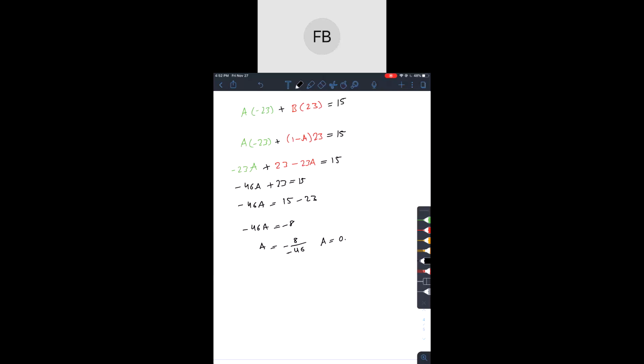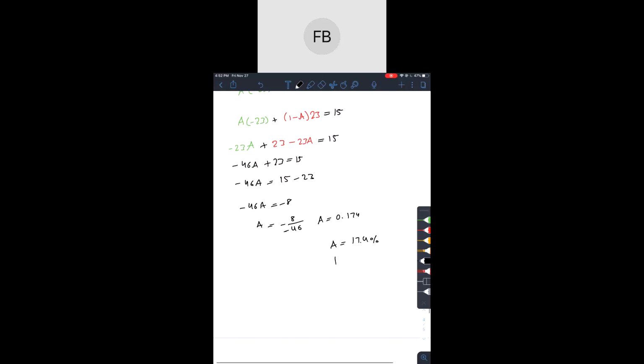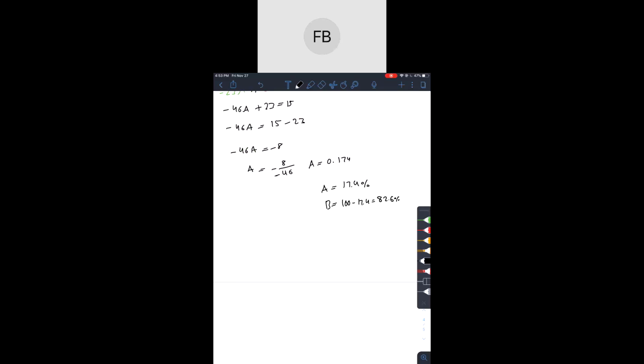Okay, so what it looked like is 0.0174, and then that means it's times 100. So the percentage of A is 17.4%. The percentage of B: if A is 17.4% of the solution, then the whole rest of the solution must be B, because it's a solution of A and B. So you just take 100 minus 17.4, and that will give you 82.6%. Now that we know these two percentages, we're good, because that's what the question was asking for.